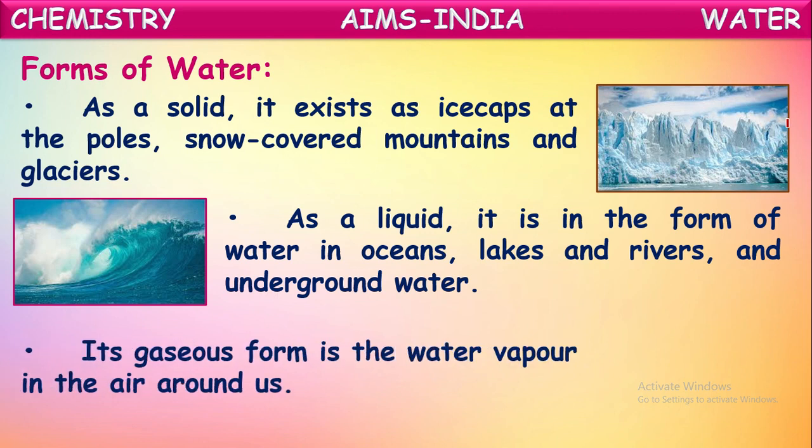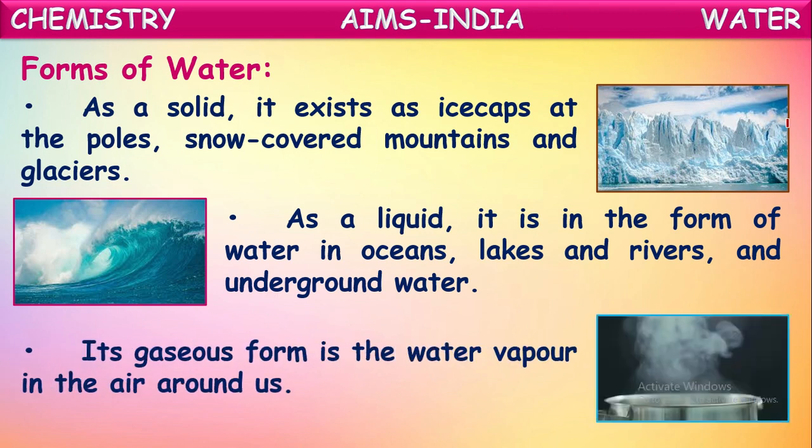Next, the gaseous state. Its gaseous form is the water vapor in the air around us. If you heat water, we see water converting into water vapor. Without heating also, there exists some quantity of water in the water vapor form in the atmospheric air. You might already have studied this in the lower classes: how to prove the presence of water vapor in the air. Did you? Yes, you might have. So what is that experiment?